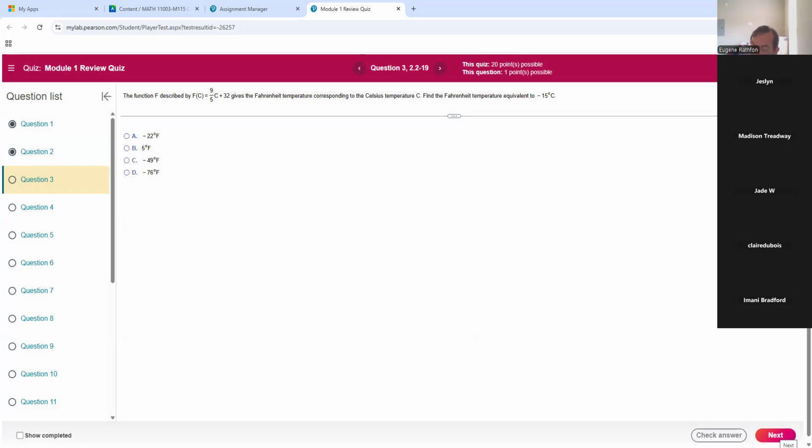All right, so number 3, they're giving you your formula. F of C equals 9/5 times C plus 32. So this is Fahrenheit temperature given the Celsius temperature. So they're giving me -15 degrees Celsius, and they want me to pick the Fahrenheit temperature that would go with that. All right, y'all, so we got to figure out A, B, C, or D on this.